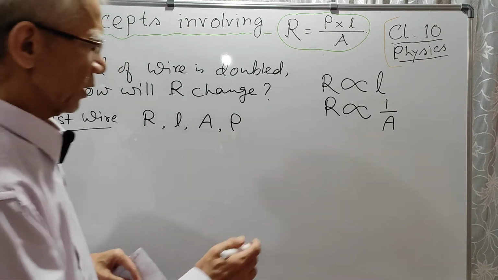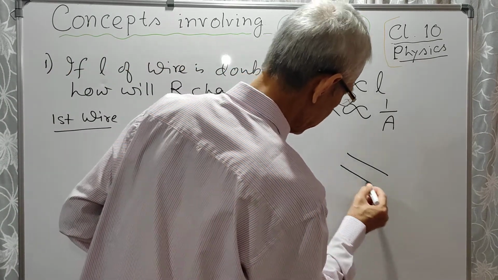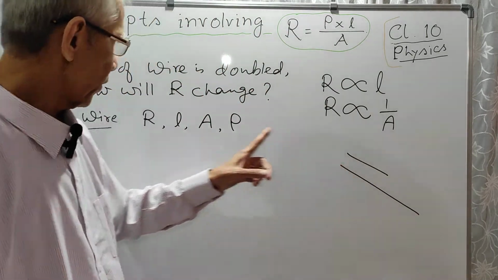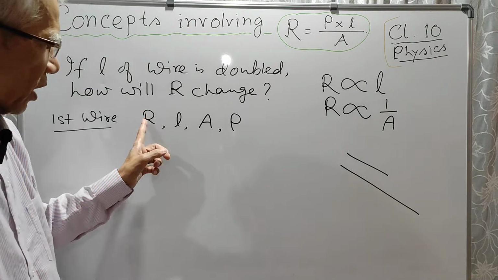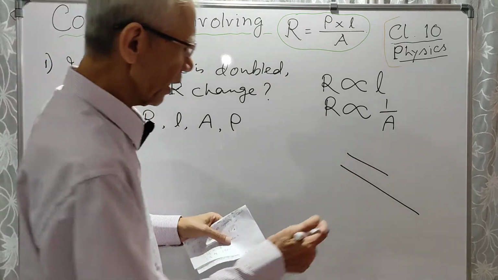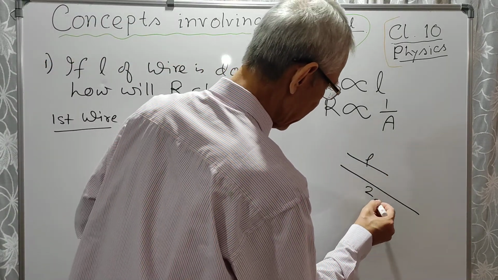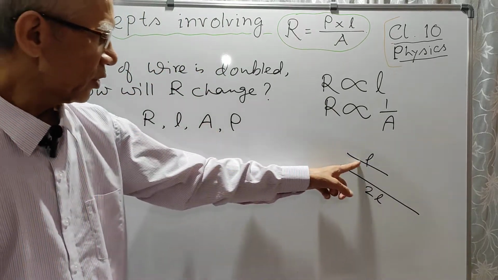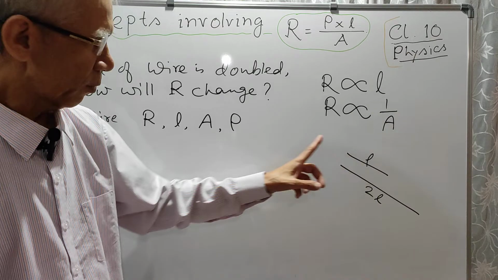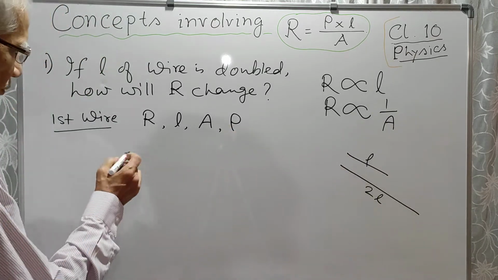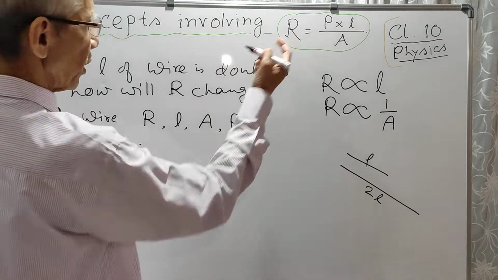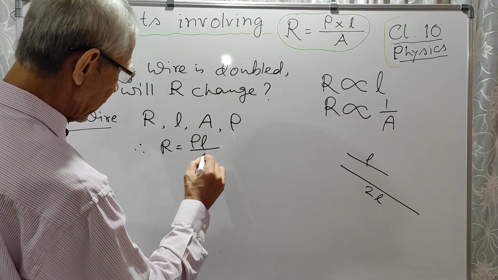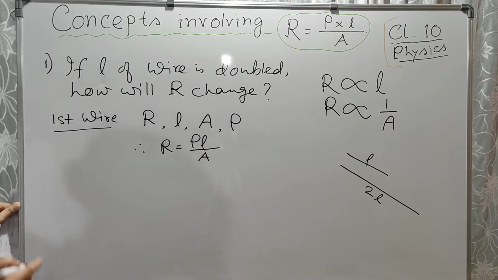Suppose this is the first wire and this is the second wire. So the second wire is double the length of the first wire. So in the first wire, resistance is R, this length is L, this length is twice L. Cross sectional area A, and resistivity of the material, suppose both made of copper, rho. So using this formula, R is equal to rho L by A. Okay, this is the first wire.